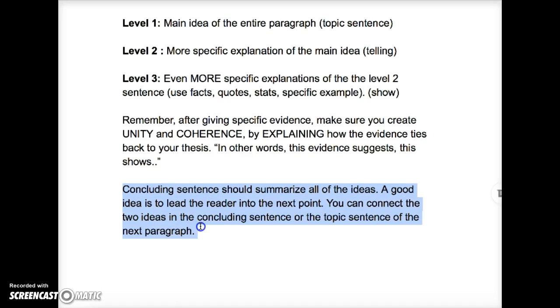And what I like to do when I'm writing is lead the reader into the next point. So I'll kind of sum up the ideas in the body paragraph itself, and then I will mention the topic of the next body paragraph. And that way I'm connecting the 2 paragraphs and the ideas of the different body paragraphs.